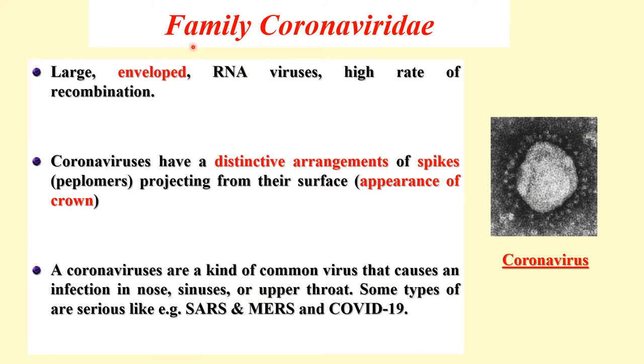I'm going to start this lecture by talking about the Coronaviridae family. Members of the Coronaviridae family are characterized by having a large enveloped positive sense RNA. They are also characterized by having a high rate of recombination. This high rate of recombination among members of the Coronaviridae family resulted in the emergence of highly pathogenic coronaviruses like SARS, MERS, and now coronavirus COVID-19. And this virus, which emerged about 1 year ago, caused a high rate of morbidity and mortality all over the world.